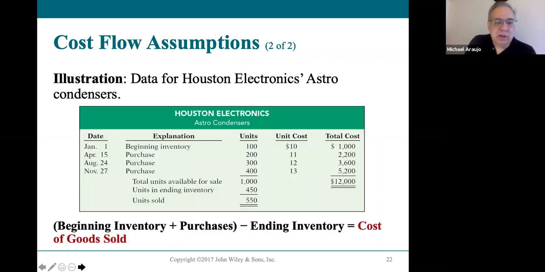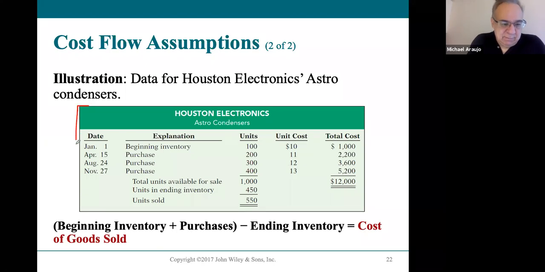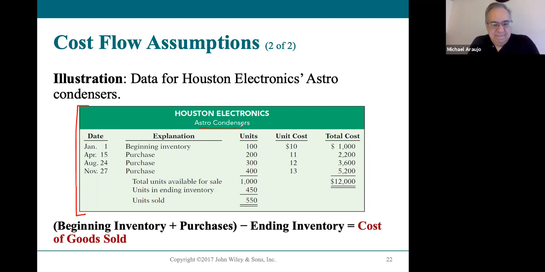So let's take a look at how it works. You cannot do any of this without looking at the inventory. This company is called Houston Electronics, and the product they're talking about here is something called an astro condenser. They happen to use the calendar year as their fiscal year.